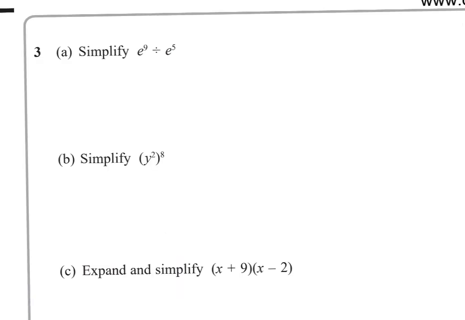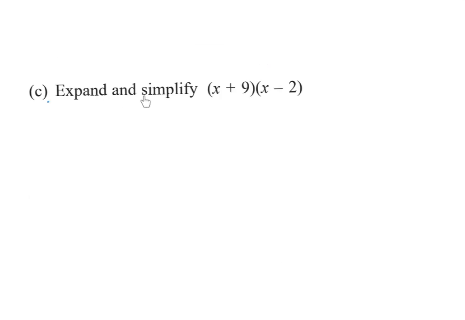Number 3, simplify. a. e power 9 divide e power 5. When we divide, subtract the powers. So e power 9 minus 5, so e power 4. b. y power 2 all power 8. If you have power of power, multiply them. 2 times 8, 16. So y power 16.